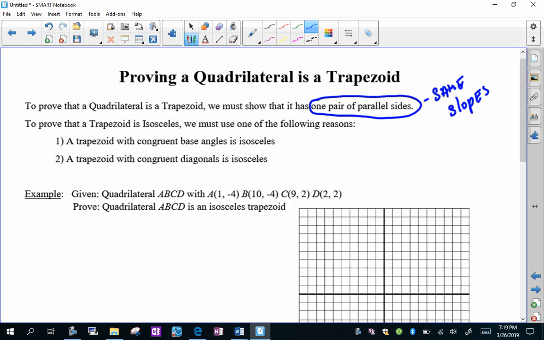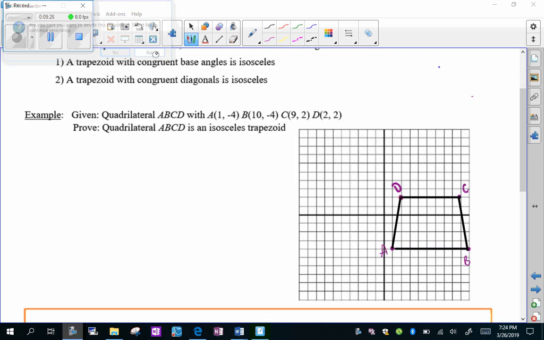So let's attack this. It says given quadrilateral ABCD, A is (1, -4), B is (10, -4), C is (9, 2), D is (2, 2). It says prove quadrilateral ABCD is an isosceles trapezoid. So what I'm going to do, and I don't want you to sit around and wait for me because I want you to do the same thing, is plot this trapezoid. So I'm going to do that right now. All right, so I have my trapezoid plotted nicely on the coordinate plane. All right, and now let's go at it.